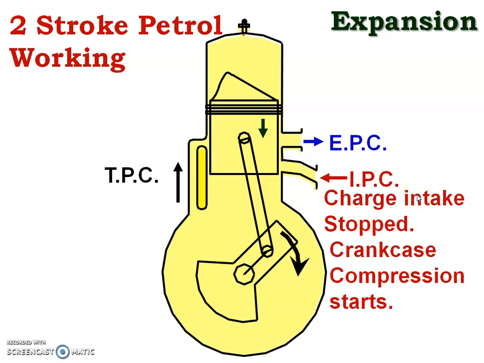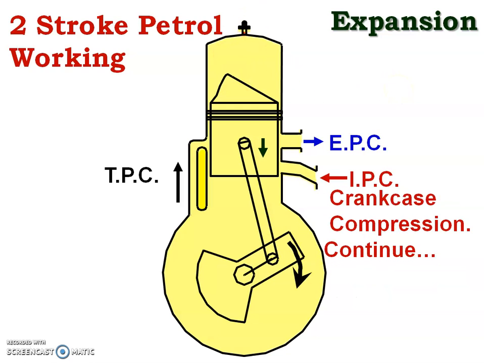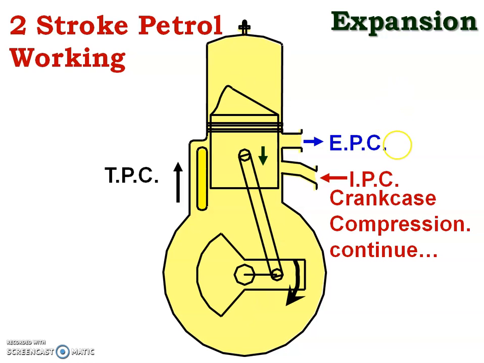Now you look at this. IPC, that is the inlet port closed. So now the fresh air and petrol have stopped entering below the piston, but the expansion continues above the piston. Now expansion continues. Now you can see the condition: inlet port closed, exhaust port closed and transfer port closed.